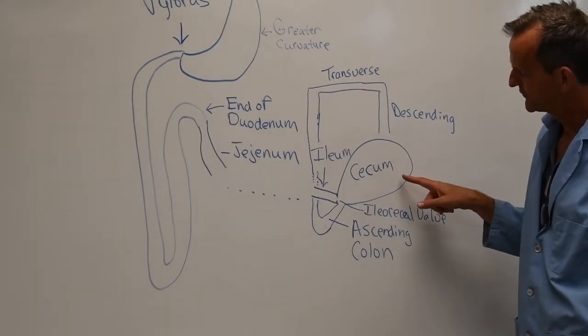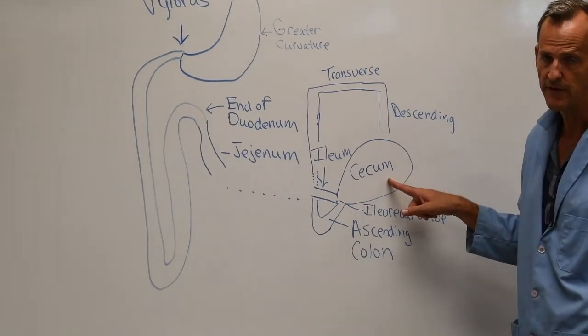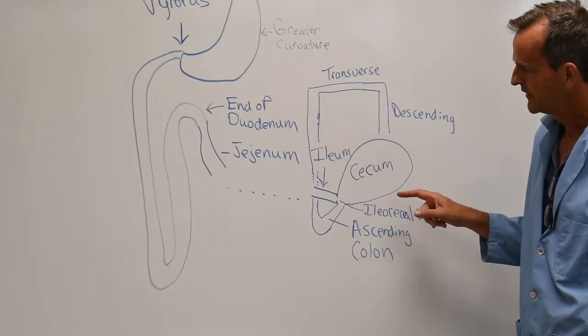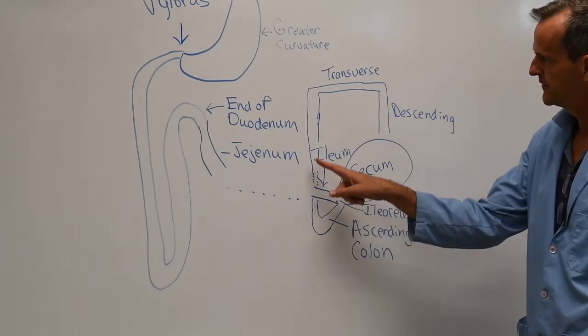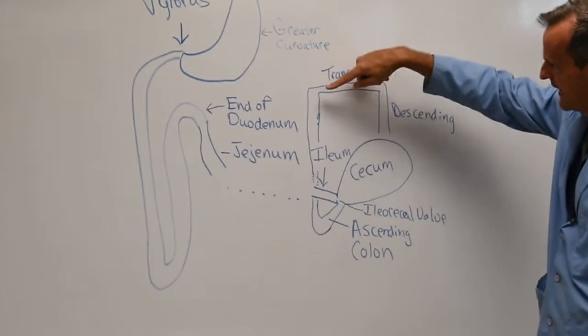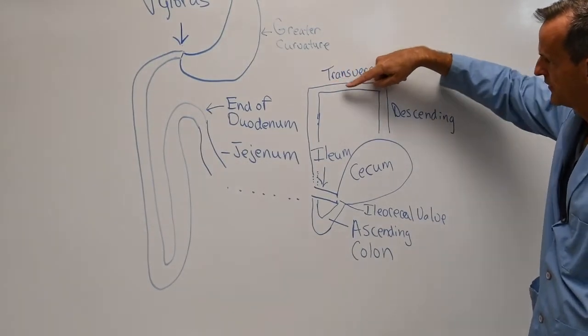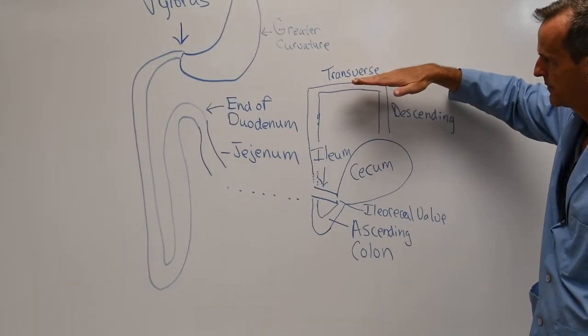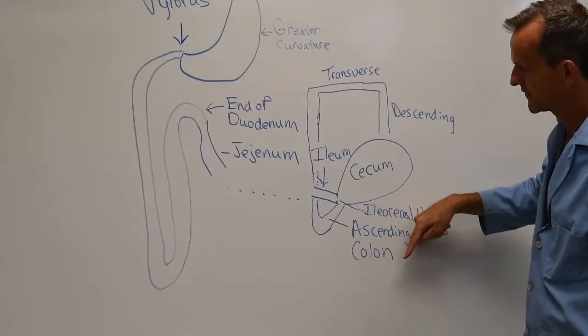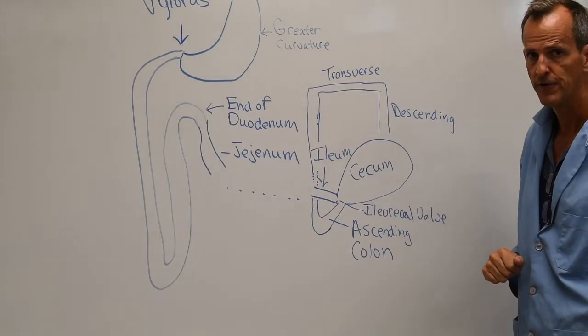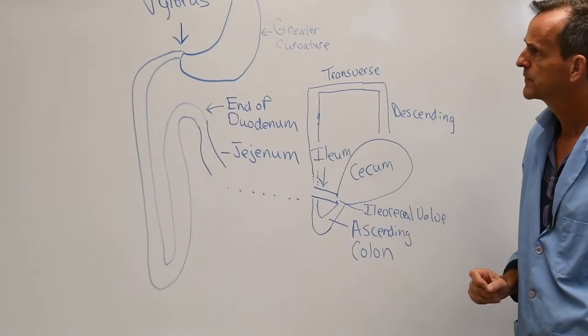The big sac is the cecum. Humans have one of these as well, but it's much smaller than it is in the rat. And then you have the ascending colon goes anteriorly, and then there's the transverse colon going roughly perpendicular to the body axis, and then finally the descending colon, which heads down to the rectum and the anus.